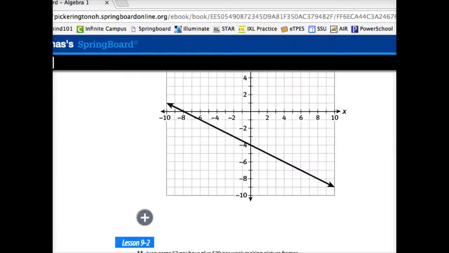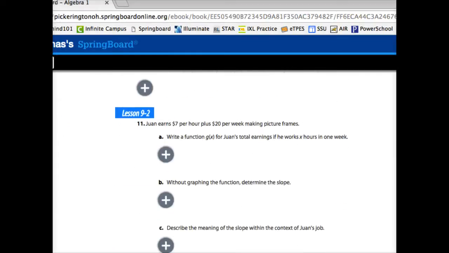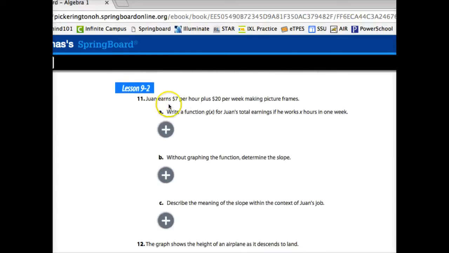Number 11 is a word problem, so we'll look at it here. Juan earned $7 per hour plus $20 per week making picture frames. Part A wanted us to write a function to represent Juan's total earnings if he works x hours. So it says $7 per hour. The per tells you that this is the number that is going to be attached to the variable. So 7 times x, I know I'm going to have.